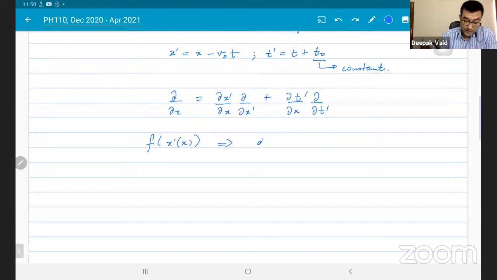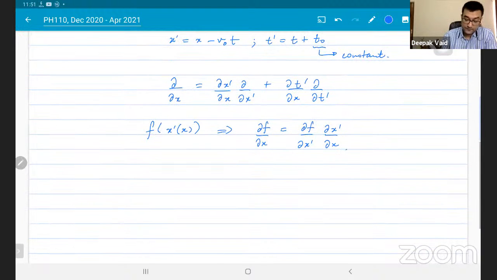So you would say that, let's say you have to calculate df by dx. What is df by dx? It's df by dx prime by dx. Now this expression I can write in this way: dx prime by dx and df by dx prime, putting the function at the end.